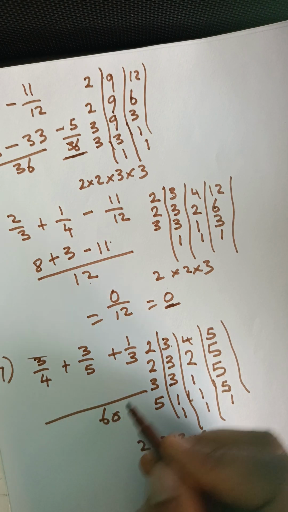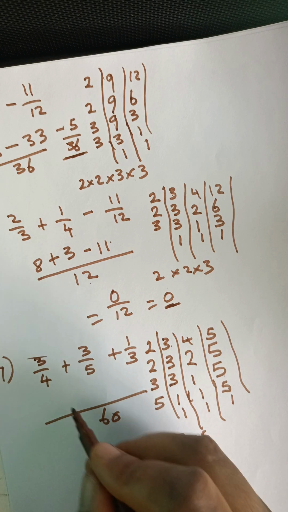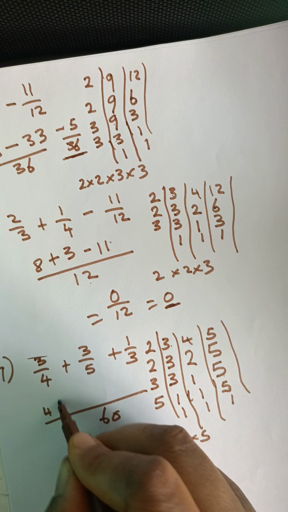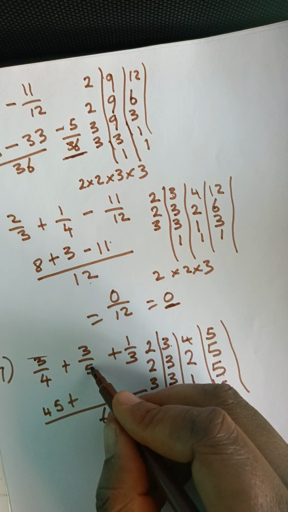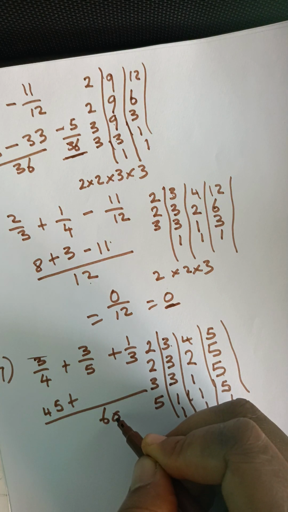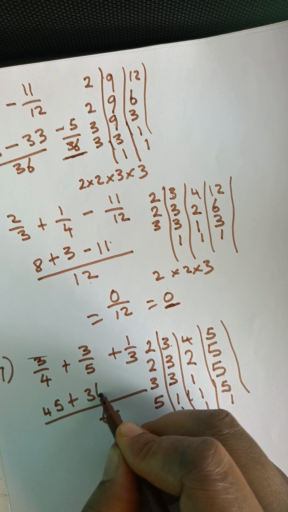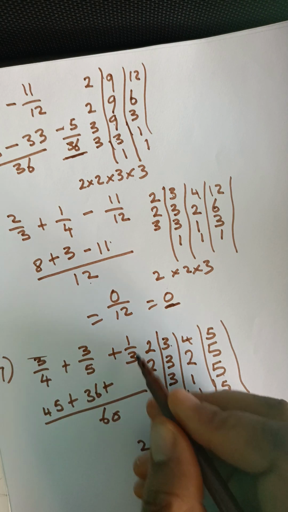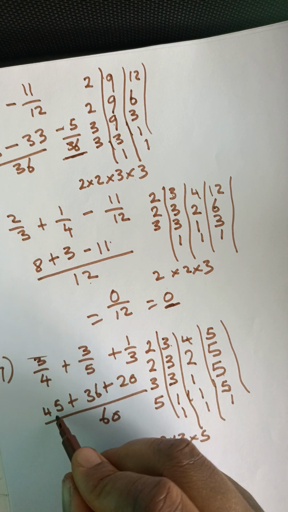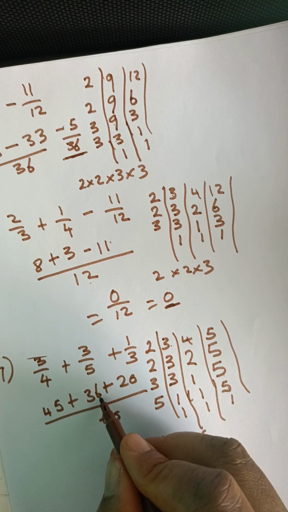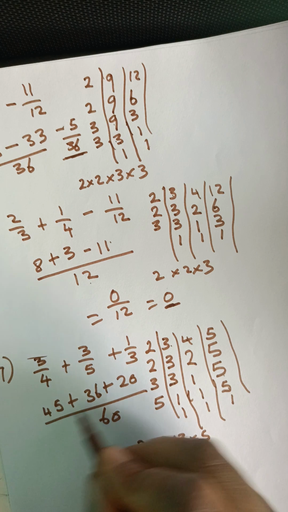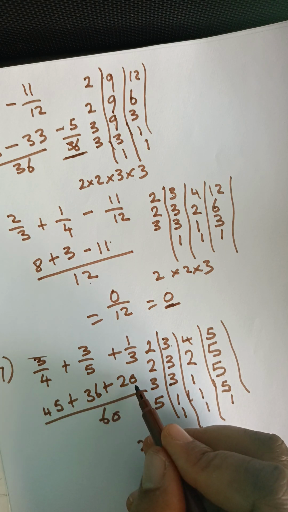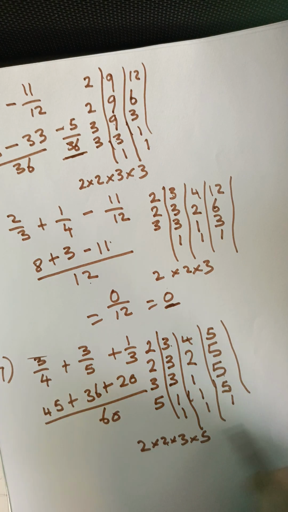So how many 4s are in 60? That's 15. 15 times 3, 45. Plus, how many 5s are in 60? 12. 12 times 3, 36. Plus, how many 3s are in 60? 20. 20 times 1, 20. So the answer is 45 plus 36 plus 20, which is equal to 101.